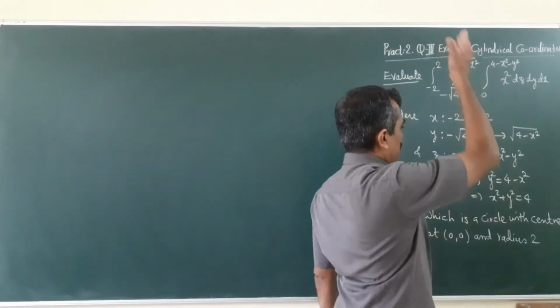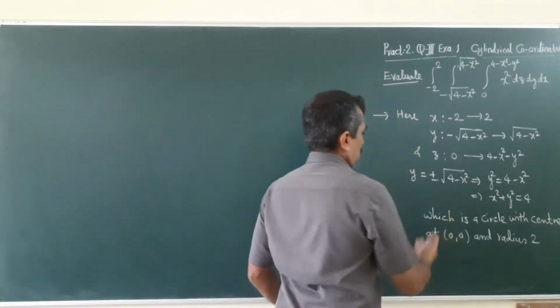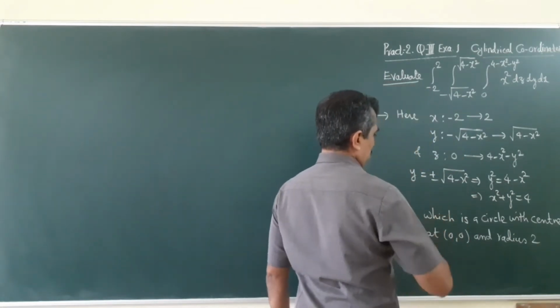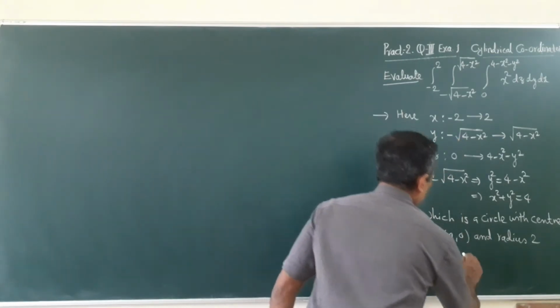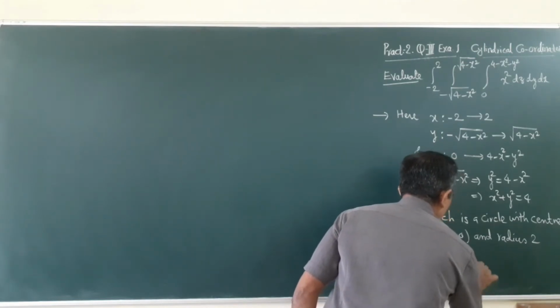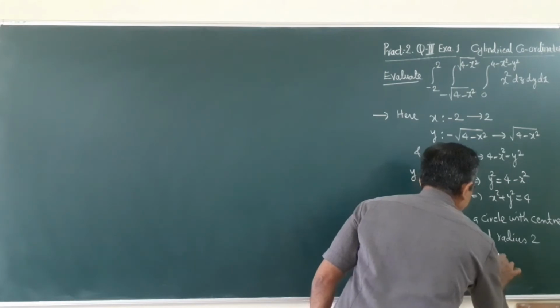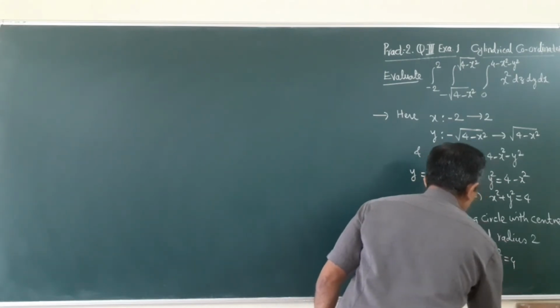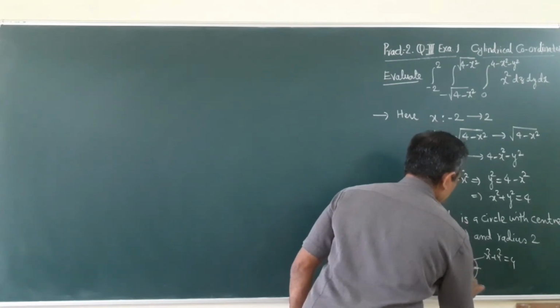z is the height. Okay, so this is all about the base of the given region, which is such a circle. This is x square plus y square is equal to 4. Here x is -2.